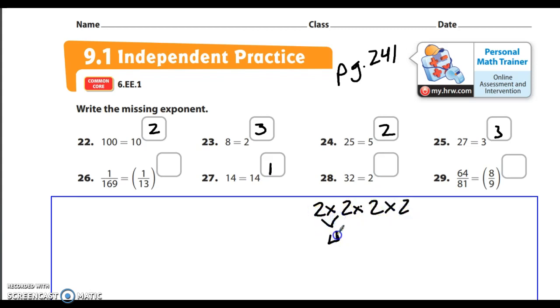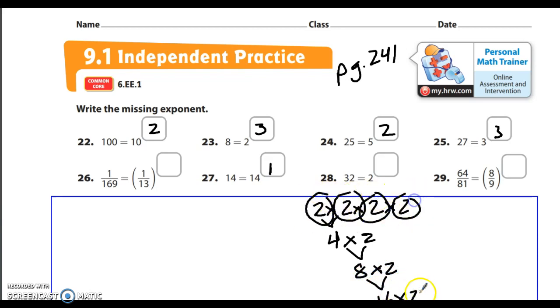2 times 2 is 4. Times 2 is 8. Times 2 is 16. I need to do another times 2. So I've got 1, 2, 3, 4, 5 2's. That makes it to the 5th power. It's 2 to the 5th power.